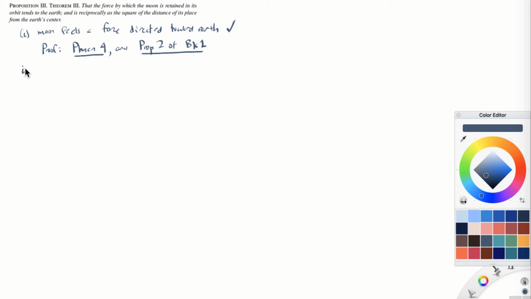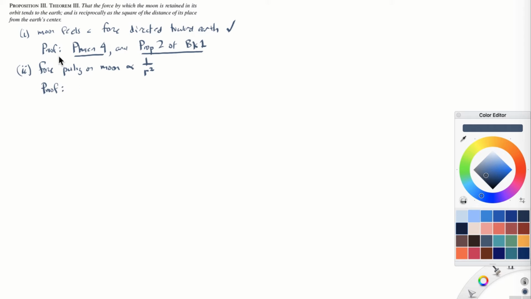Point 1. Point 2 is that this force is reciprocally as the square of the distance of its place from the Earth's center. In other words, the force pulling on Earth's moon is proportional to 1 over its distance from the Earth squared. That is, it's an inverse square force. Okay? Now, how does he prove this?